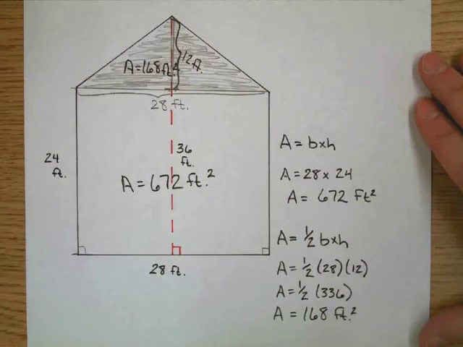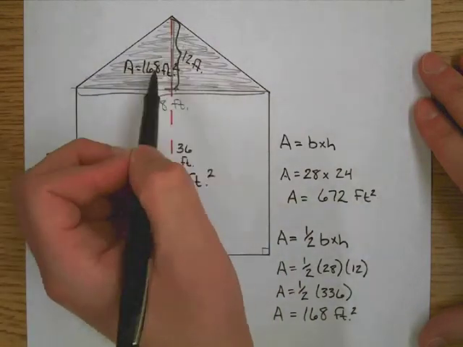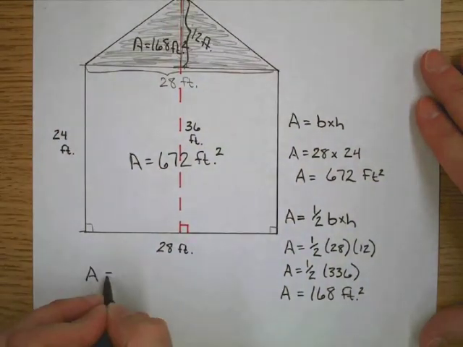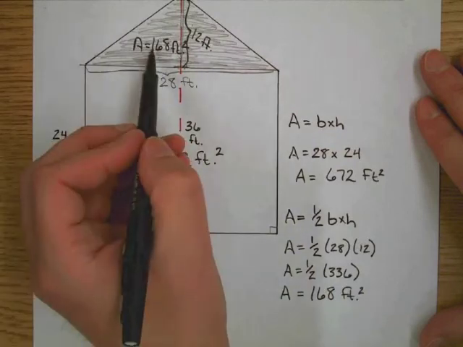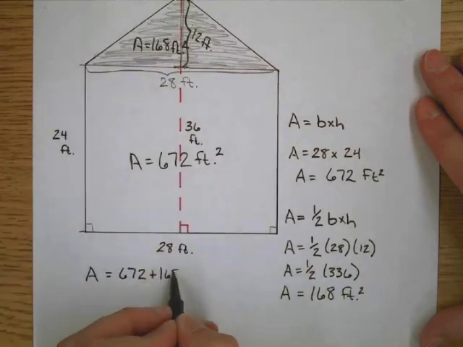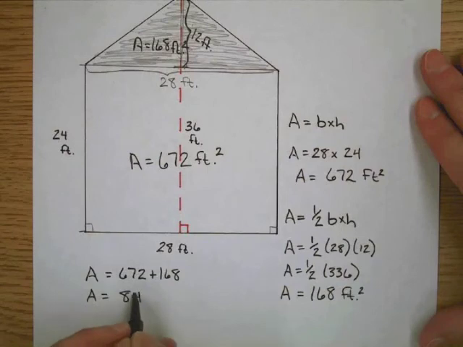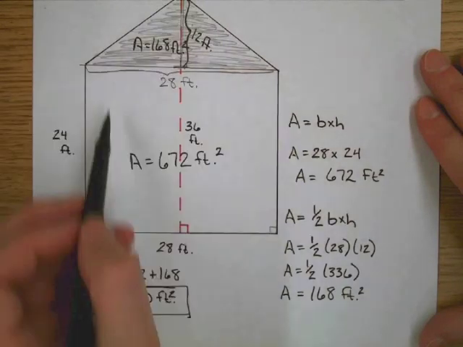Well, again, I'm wanting to find the entire figure. So that's this rectangle plus this triangle here. So I'm going to say that the area of the entire polygon is equal to 672, the area of the rectangle, plus 168, the area of the triangle. And so altogether, our area is 840 square feet for the entire area of this figure.